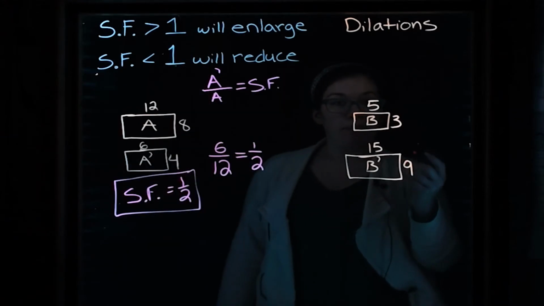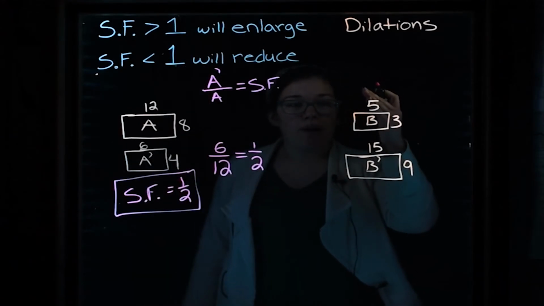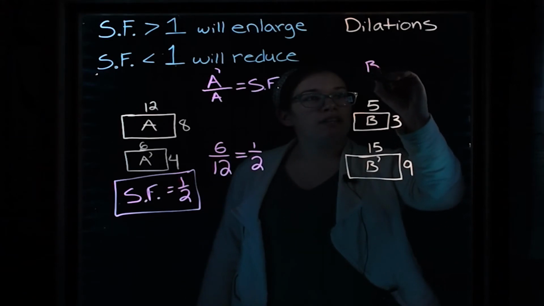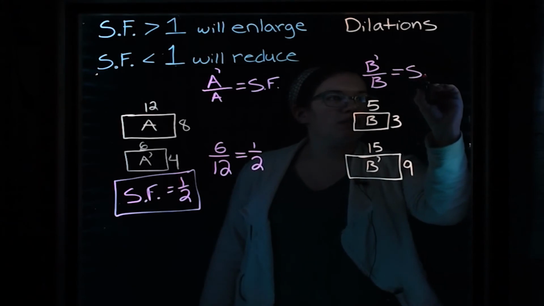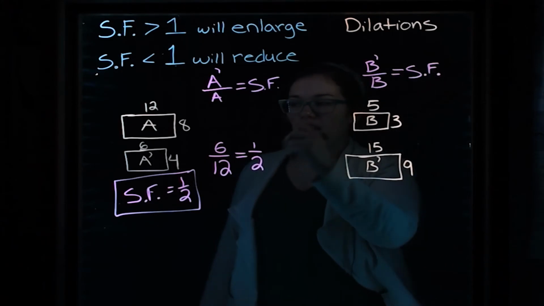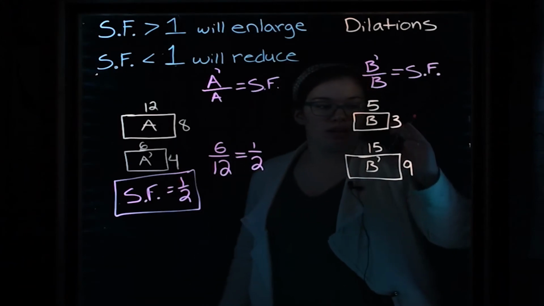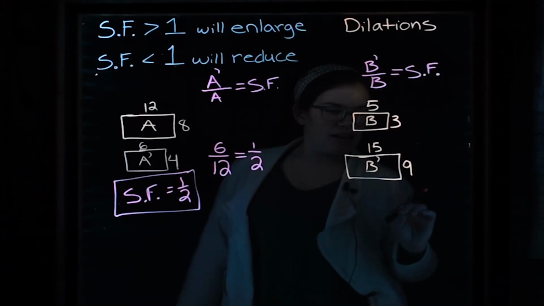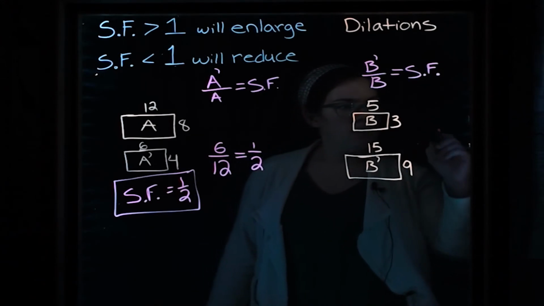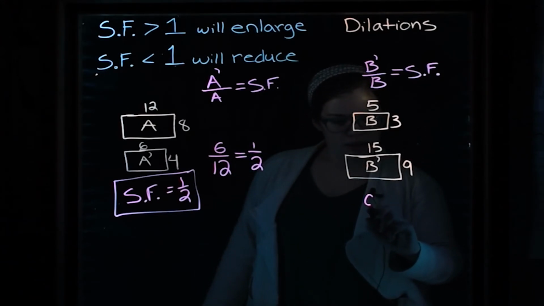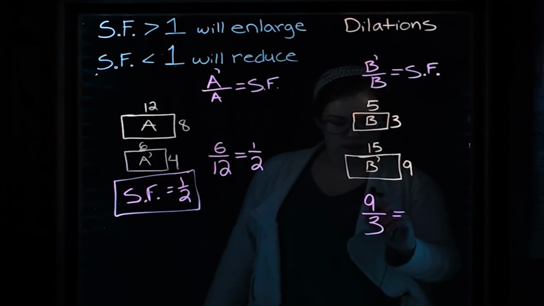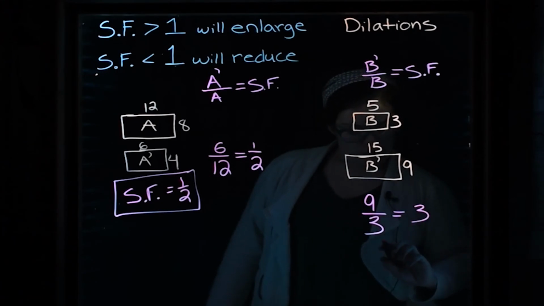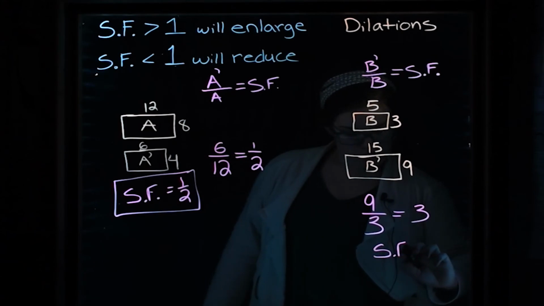Now if I look over at the B, I'm going to do the same thing. Prime divided by original. But this time we have B prime divided by B original equals your scale factor. So same thing as the A and A prime, I need to do corresponding lengths. This time, I'm going to do the width. So I'm going to take 9, because that's in my prime rectangle, divided by 3. 3 goes into 9 3 times. So this scale factor is 3.